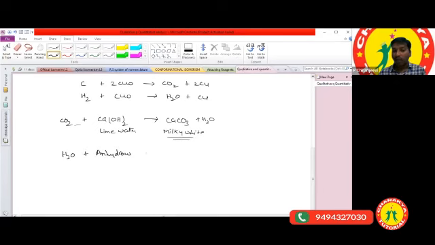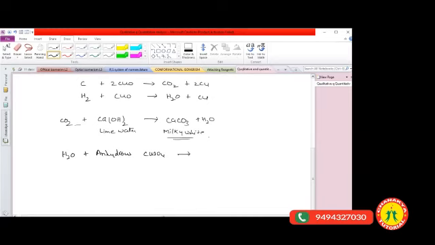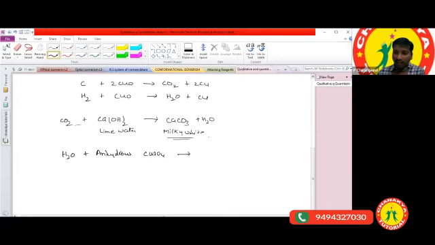So what is the color of copper sulfate actually? Do you know? All of you know or not? What is the color of the copper sulfate? Blue color, ma'am.